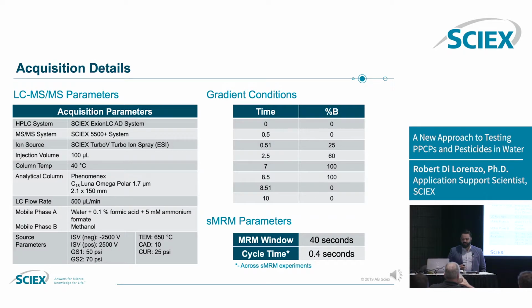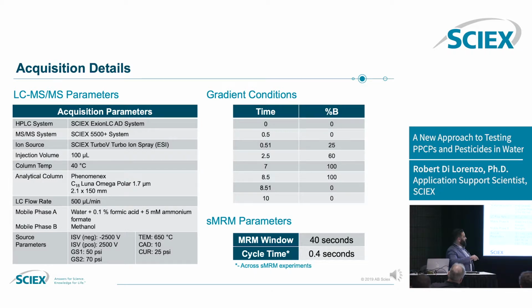In terms of the acquisition details, I used an Exion LC AD system. 100 microliter injection. Just had to swap out the loop on the LC system. I did the chromatography on a Phenomenex C18 Luna Omega Polar column. This is my new go-to for every single analysis that I'm trying. Anytime I'm doing any multi-residue methods, the C18 Polar is the first column I reach for. I love it. 500 microliter flow rate, pretty traditional mobile phases, pretty traditional gas settings and ion spray voltages. And you can see relatively short chromatography, 10 minutes injection to injection.